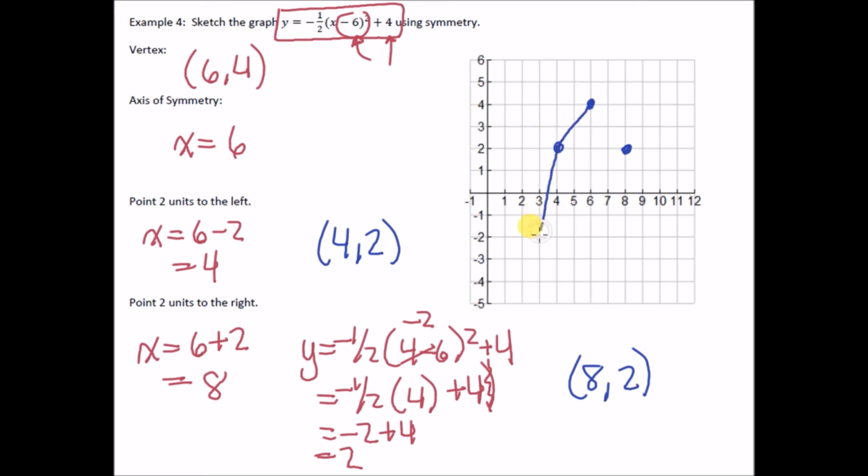And this makes sense because it's kind of short and fat because it's a compression by 1/2. And then we just label this: y equals -1/2 (x minus 6) squared plus 4.